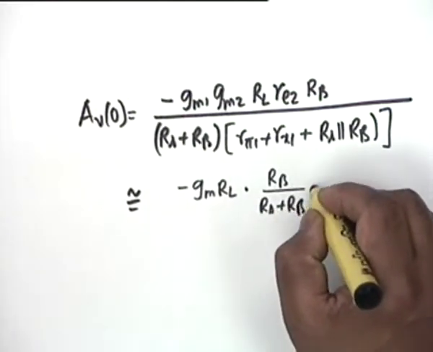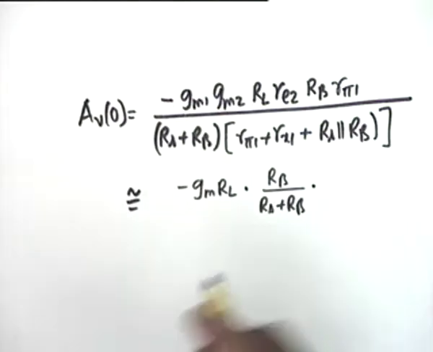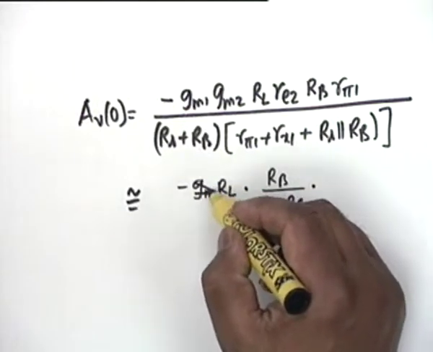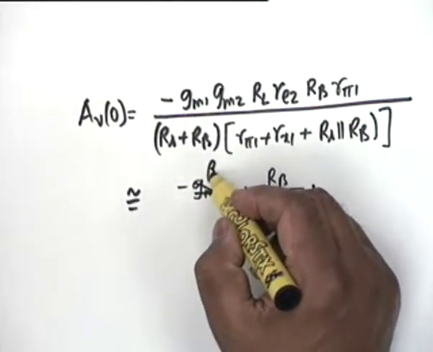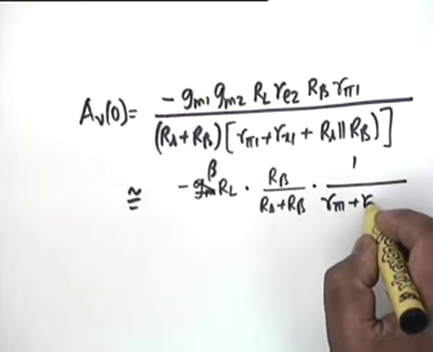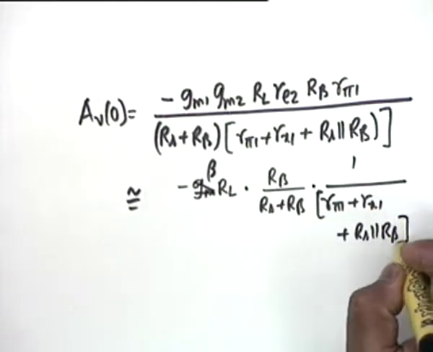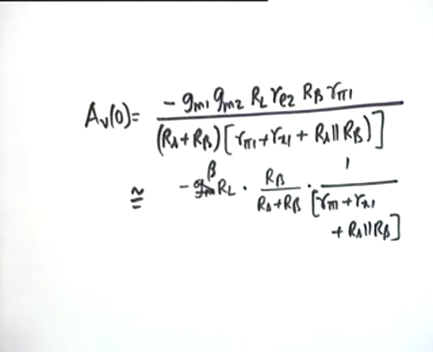So you dropped the R pi 1 in the numerator. I did? R pi 1. Yes, thank you. I did miss out an R pi 1. What does that mean? Minus GMRL. Oh, I could combine this. I could make this into a beta. Agreed? Beta RL. Then I don't have to write R pi again. 1 by R pi 1 plus Rx1 plus Rs parallel RB. This is my midband gain. And I have already said what omega 1, omega 2 and omega 3 are.